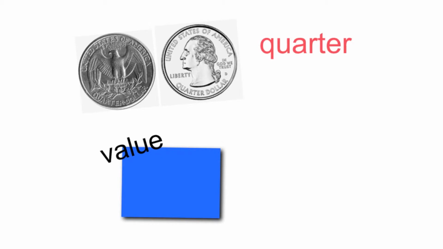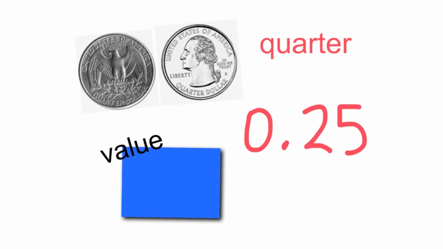Next up, we have a quarter. The way you write the quarter to add it up is $0.25. The value of it is 25 cents. That's how much it's worth to have one. So here's the front, here's the back.